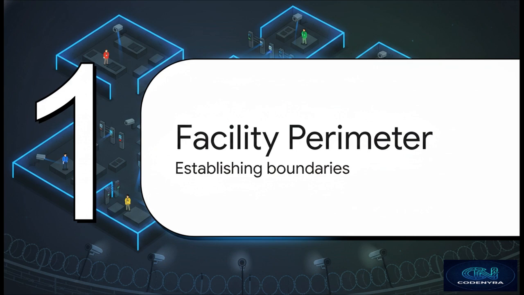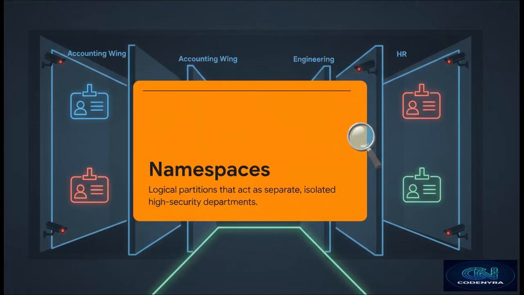Let's establish the boundaries of our Kubernetes environment. To do this, Kubernetes uses namespaces. Think of namespaces as entirely separate wings or departments inside our government facility. By logically partitioning our cluster, we can completely isolate different workloads, teams, and applications from one another. This is your foundational step. It basically ensures that if a fire starts in the accounting wing, it gets contained right there. It doesn't spread and burn down the entire building.